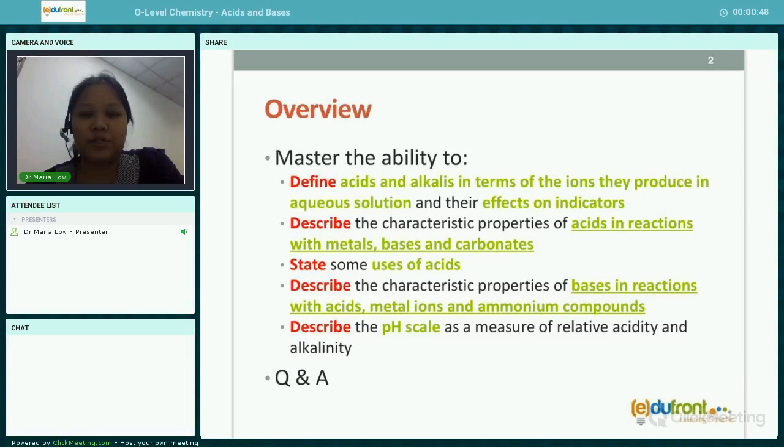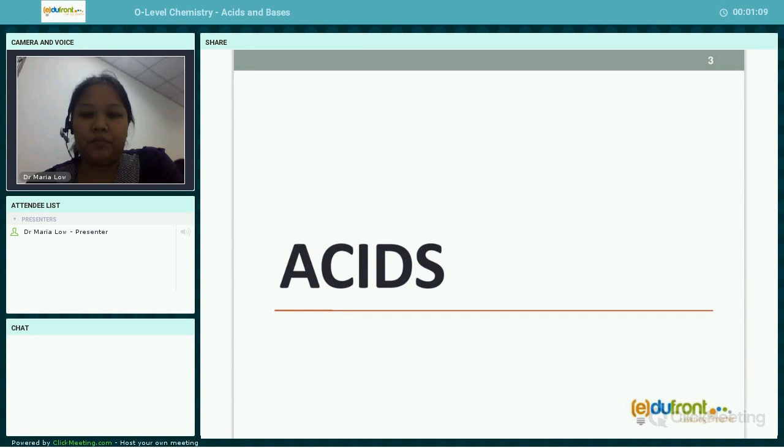some uses of acids. We will also describe the characteristic properties of bases in reactions with acids, metal ions, and ammonium compounds. And finally, we will describe the pH scale as a measure of acidity. Let's take a look at acids first.